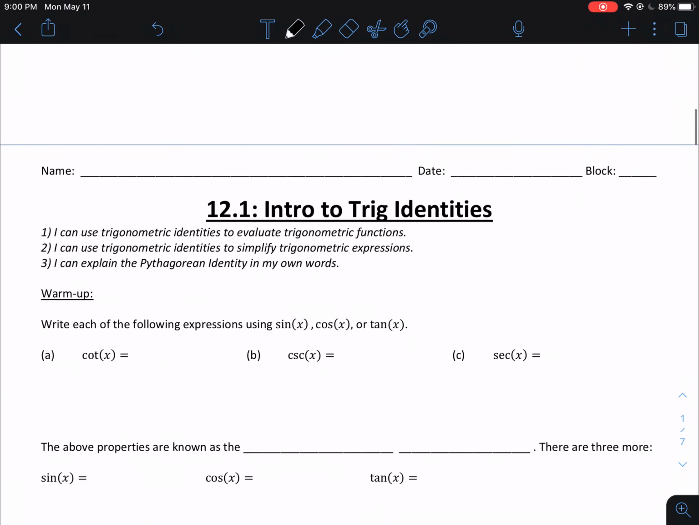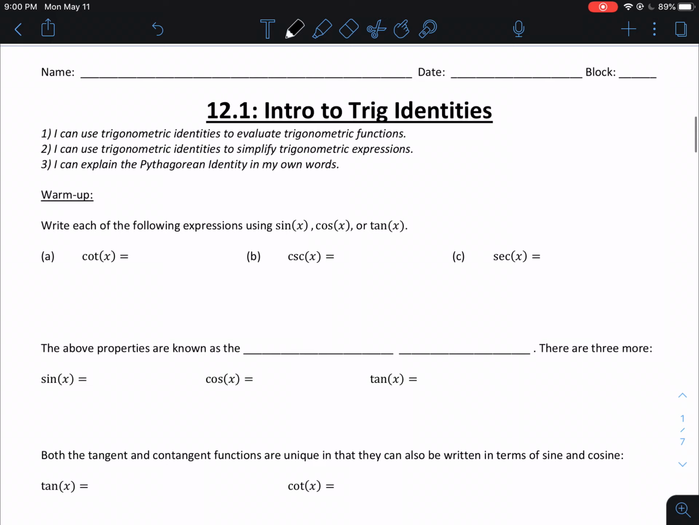So our first section is going to be Intro to Trig Identities. There's going to be three things we're going to focus on: evaluating trigonometric functions, simplifying trigonometric expressions, and explaining the Pythagorean identity using your own words. Before we do that, I've got a brief warm-up for you where I've got three different expressions. I've got cotangent, cosecant, and secant of x, and I would like for you to write those using either sine, cosine, or tangent. So this would be a good time to pause the video and check to see how much you know.